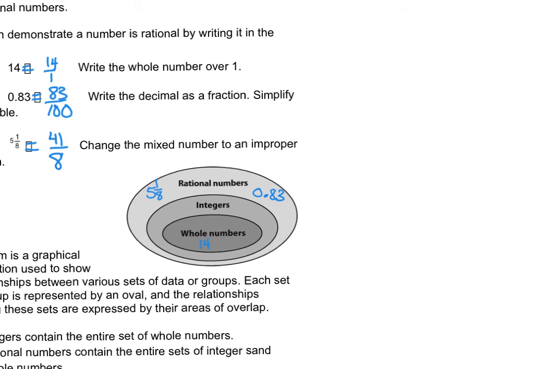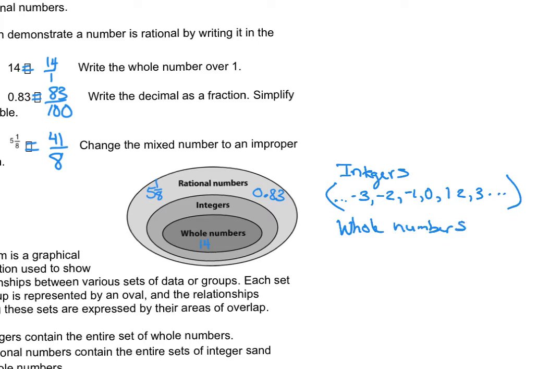So rational numbers are all the numbers we've studied. Integers, I want you to write this down, go all the way negative forever and ever: -3, -2, -1, 0, 1, 2, 3, and all the way positive. Integers count all our negative numbers, all of our positive numbers, and 0. Now whole numbers include our positive integers, 1, 2, 3, 4, and so on. Make sense?